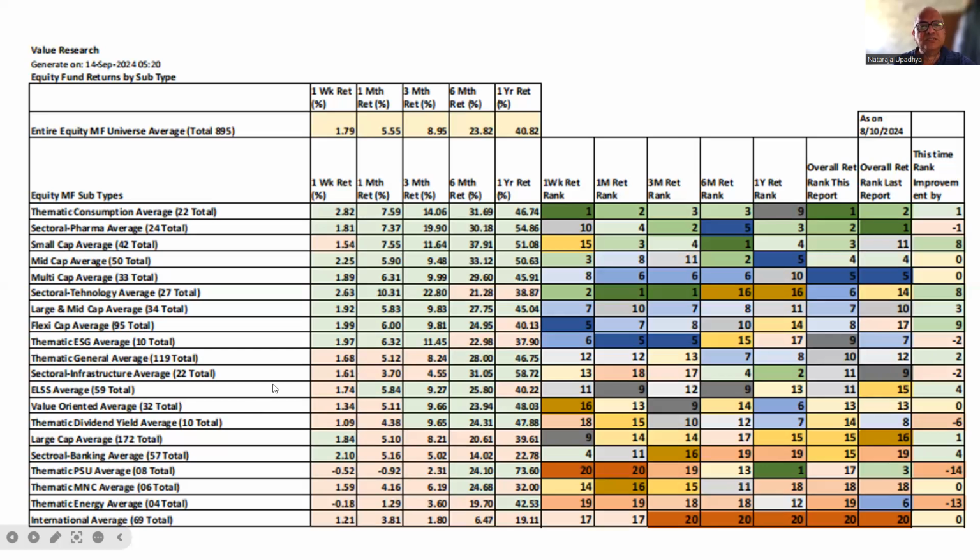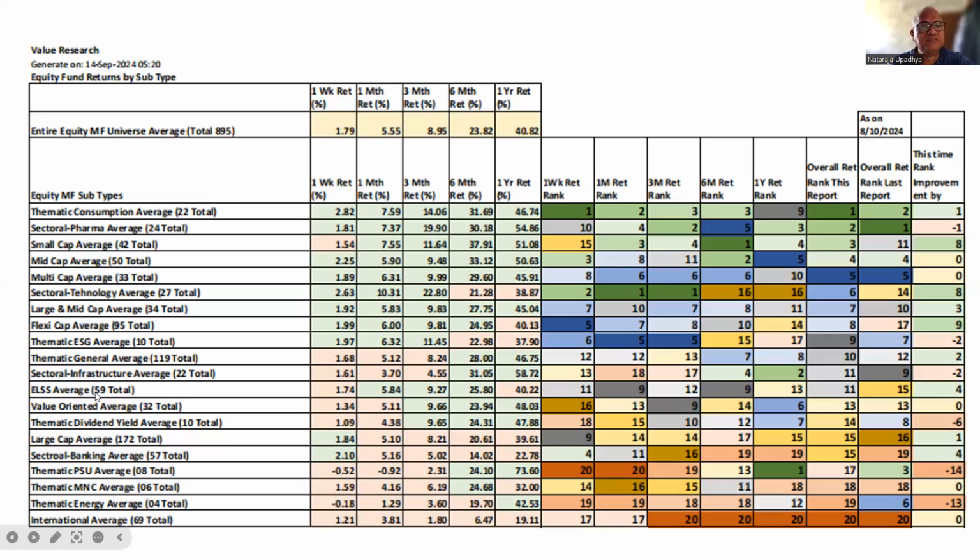Sectoral infrastructure, they have been red for week, month, and 3 months, green for 6 months and 1 year, and there has been a slippage here. Overall ranking is 11. It used to be 9. So there is a slippage by 2 points.